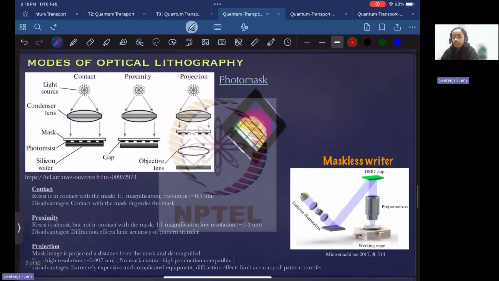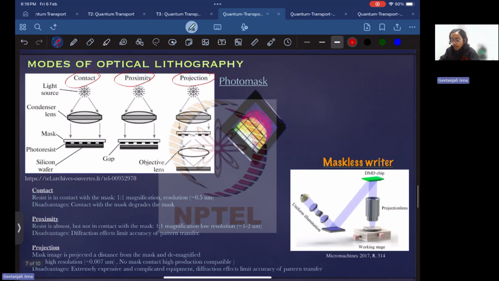Next, we have the different types of modes of optical lithography, depending on the distance between the mask and the substrate. So there are three types of modes. One is the contact mode, next is the proximity mode, and the third one is the projection mode. For contact mode, it is quite evident from the name that the mask in this case will be in contact with the substrate. So the mask is in contact with the photoresist.